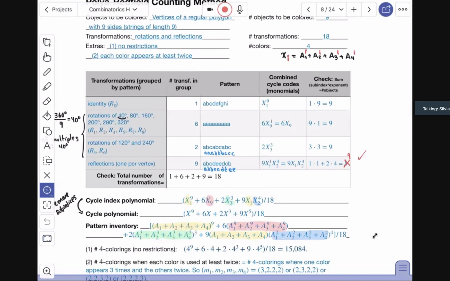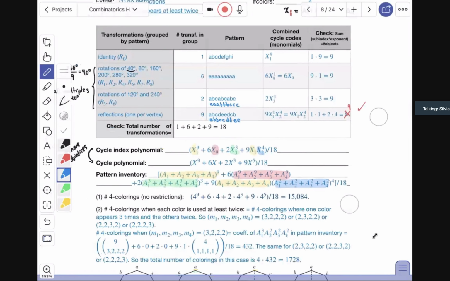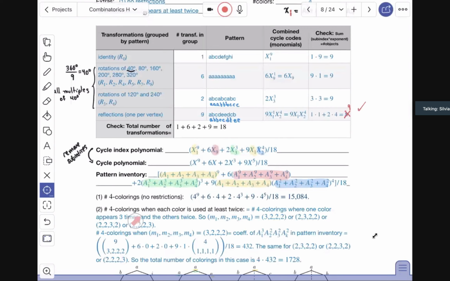And that's how I tried to explain this over here. So in my example, I wanted 4-colorings where each color is used at least twice. That was my original problem in this example. I'm coloring 9 things, and every color needs to appear at least twice. So the only way that can happen is if one color appears 3 times and all the others 2 times. Does that make sense?